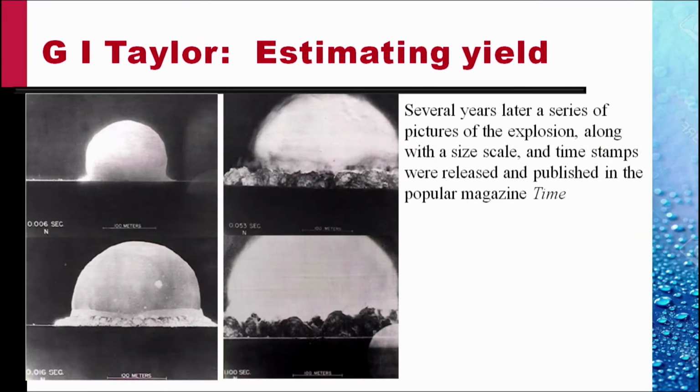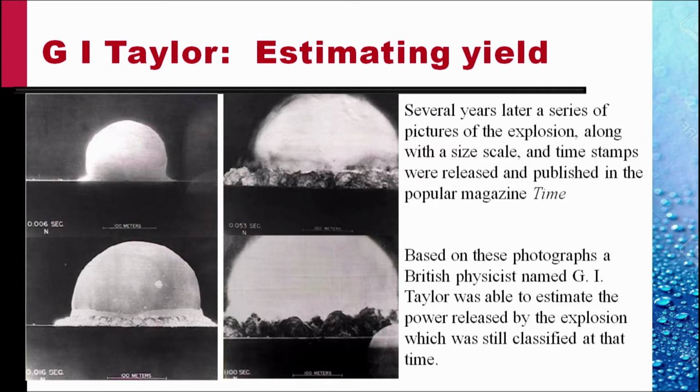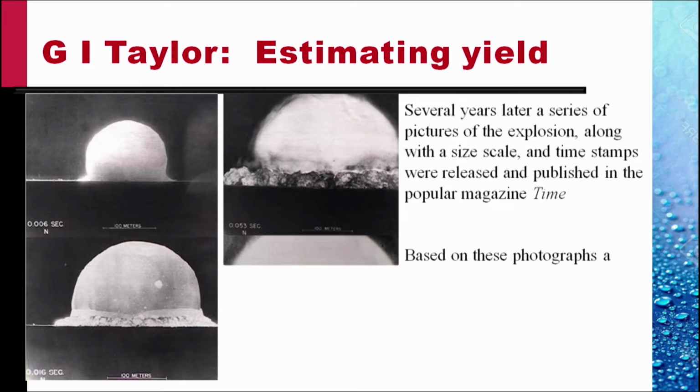Several years later, a series of pictures of the explosion along with a size scale and the timestamps were released and published in the popular magazine Time. Based on these photographs, the British physicist G.I. Taylor was able to estimate the power released by the explosion, which was still classified at that time.